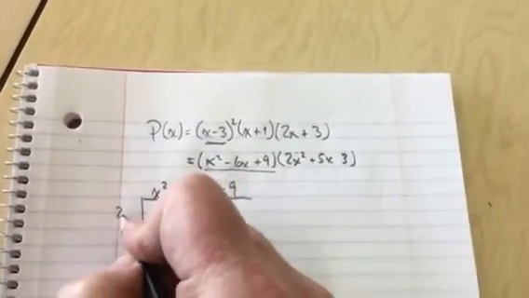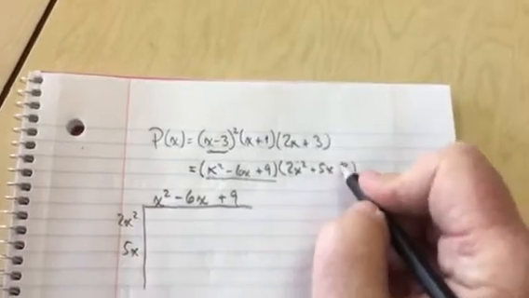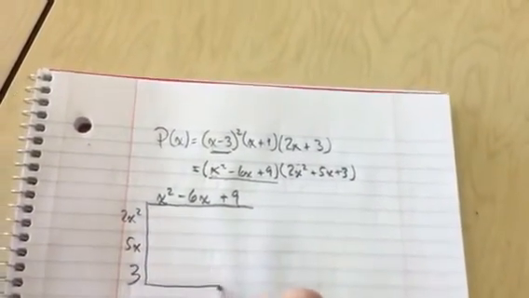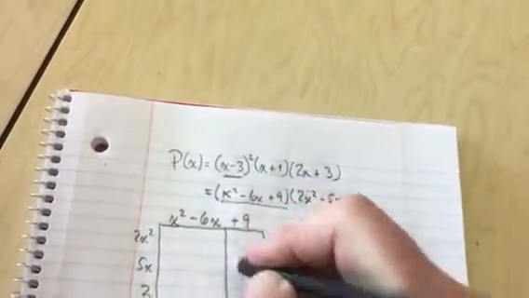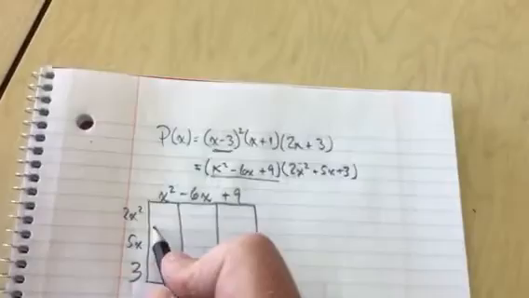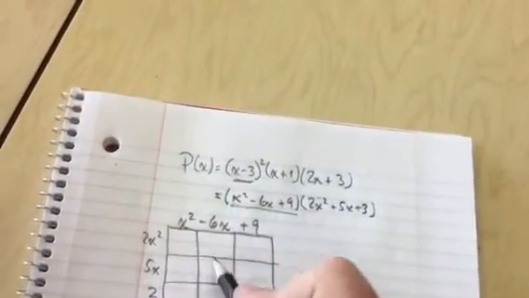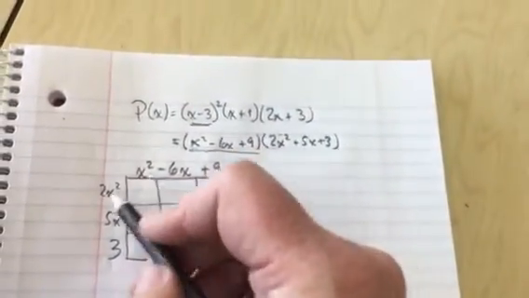And so that's 2x squared, 5x, that's plus 3, and 3. So now my box will have actually 9 different little subdivisions in it, okay? And all I'm going to do is multiply each pair of terms and fill in each box, okay? So it takes a bit of work, but we'll get there.